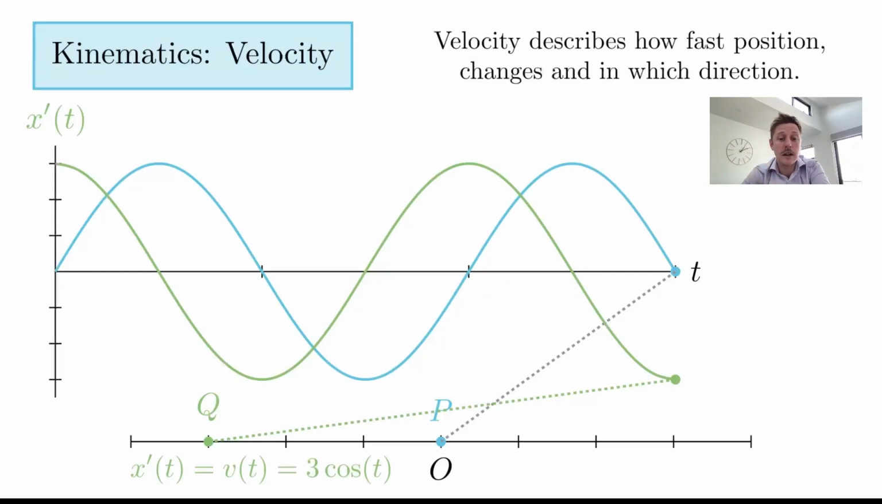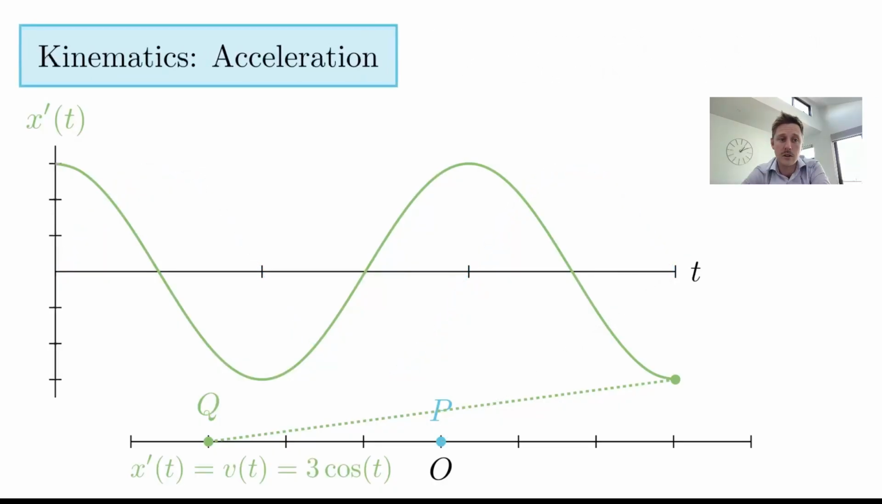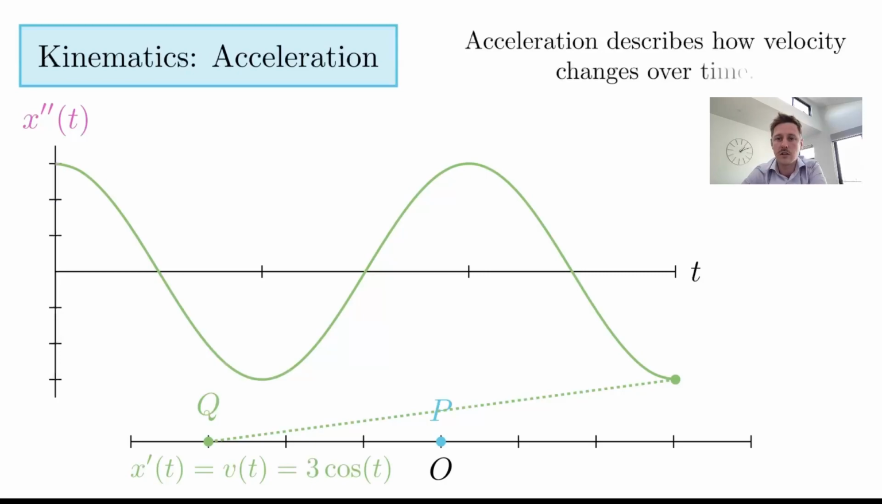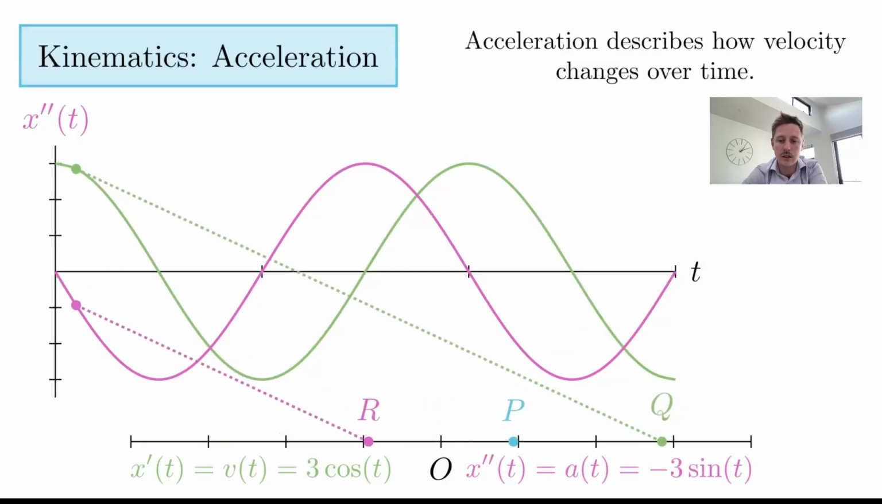And then the next part is obviously acceleration, which is going to be the second derivative of position, or another way to think about it is it's the rate of change of velocity. So acceleration describes how velocity changes over time, and it looks like this. And if we just put the rule in there, the rule is x double dash of t, we can call that a of t, is -3 sine t.